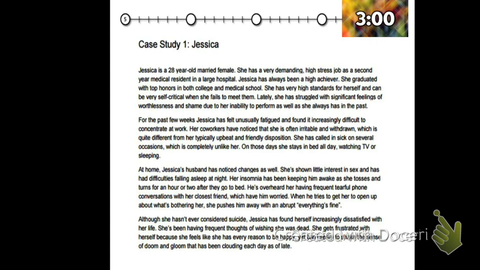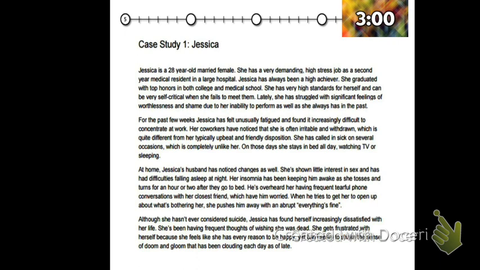At home, Jessica's husband has noticed changes as well. She's shown little interest in sex and has had difficulties falling asleep at night. Her insomnia has been keeping him awake as she tosses and turns for over an hour or 2 after they go to bed. He's overheard her having frequent tearful phone conversations with her closest friend, which have him worried. When he tries to get her to open up about what's bothering her, she pushes him away with an abrupt, "Everything's fine."